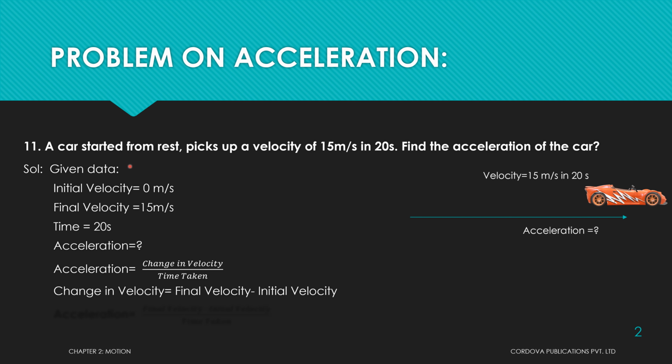This is why they have said the car is at rest, so it was the initial starting velocity. And at what velocity it picked up, where it has started, that will be the final velocity. Is it clear now? Just replace this change in velocity with final velocity minus initial velocity. If you can remember this one formula, that's sufficient. Right? This one is sufficient.